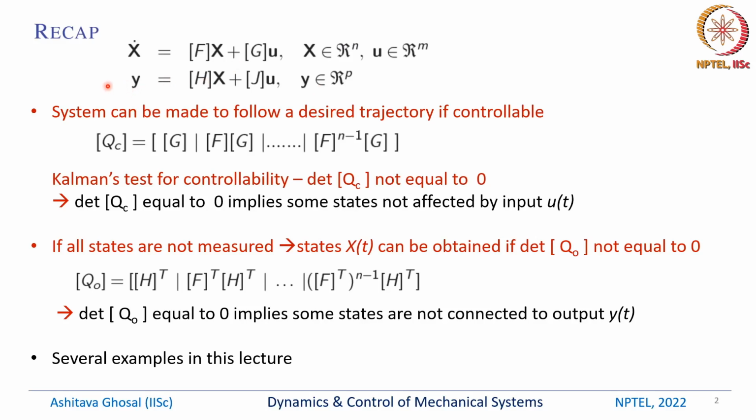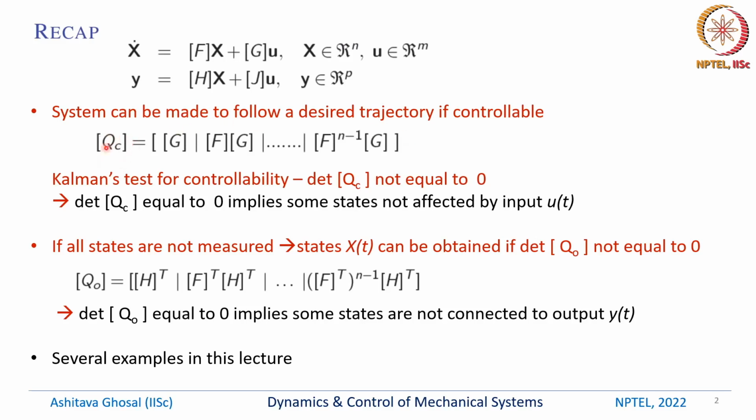So we showed you that the system can be made to follow a desired trajectory if the system is controllable. And to test for controllability, we obtain this matrix QC, which has G as its first column, F into G as the second, and so on all the way up to F to the n minus 1 into G. Okay, so we get this matrix QC, and Kalman's test for controllability was the following: if the determinant of QC is not equal to 0, then the system given by x dot equals fx plus gu and y equals hx plus ju is controllable.